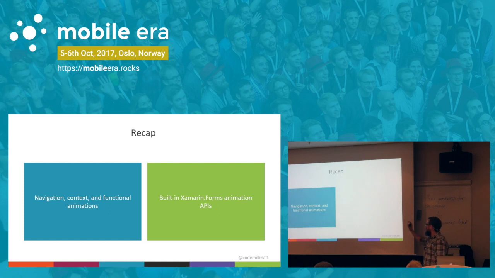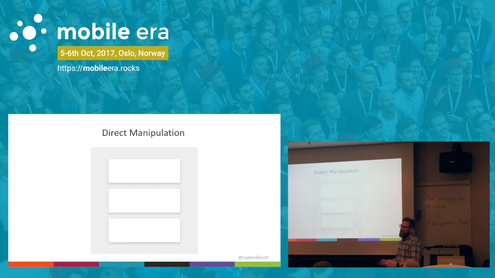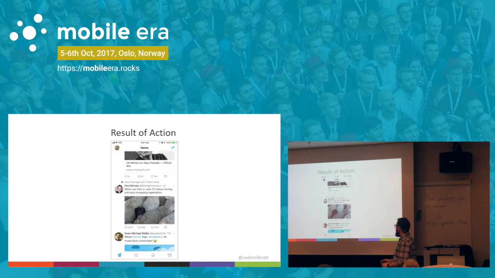What we looked at, though, is animations for navigation, context, and functional, and then how to implement that with Xamarin.Forms, the built-in APIs. So next up is visual feedback. What I'm talking about is letting the user know when they actually touch something on the screen. Give them the feeling that, hey, I'm actually doing something. An example would be like here, where they touch something and you get a little shadow running across the control. Or this from the Twitter app, when they hit the like button, the heart explodes with a like.